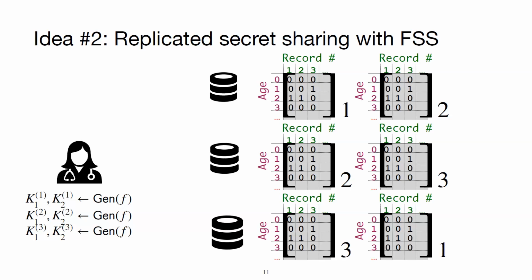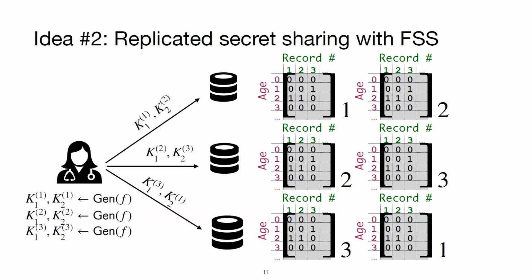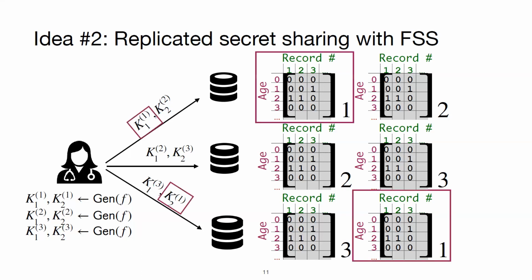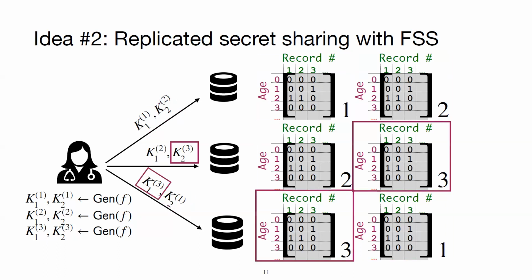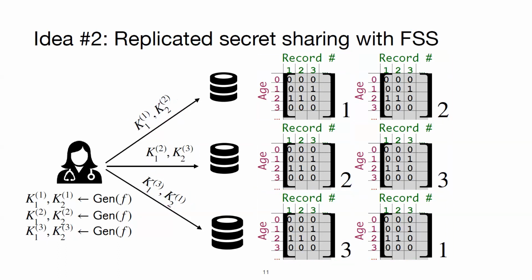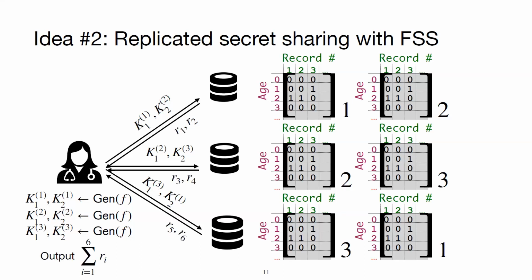So in replicated secret sharing, you have shares 1, 2, and 3 that are going to sum up to the original contents of the database. And we're going to give server 1 shares 1 and 2, server 2 shares 2 and 3, and server 3 shares 3 and 1. And we're going to send the FSS keys to the servers corresponding to the shares of the table that they have. And then we'll evaluate the keys first on share 1 of the table, then on share 2, and then on share 3. And then send the results back to the client. Then the client will sum all these together to get the results of the final query.